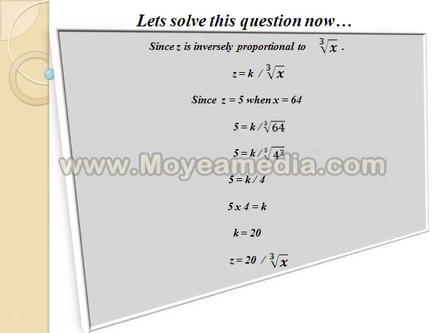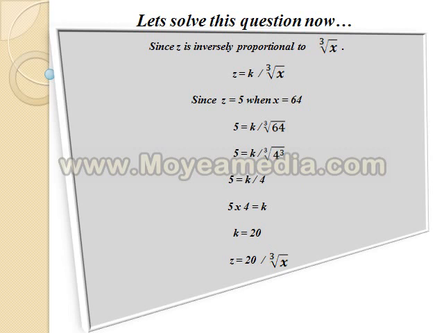Here is the solution now. Mathematically we can write it down: z is equal to k divided by the cube root of x. Remember, this 3 is not multiplied with x, this is a cube root, and cube root here means x to the power 1 over 3. This is the radical form of cube root. And of course, inverse proportionality means it's going to be divided here.